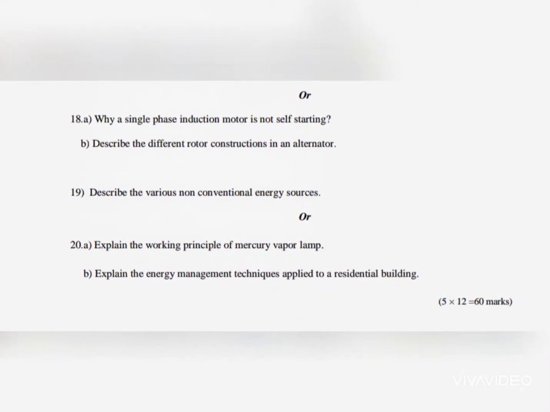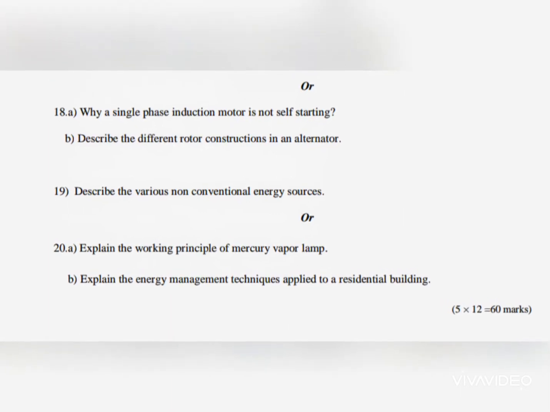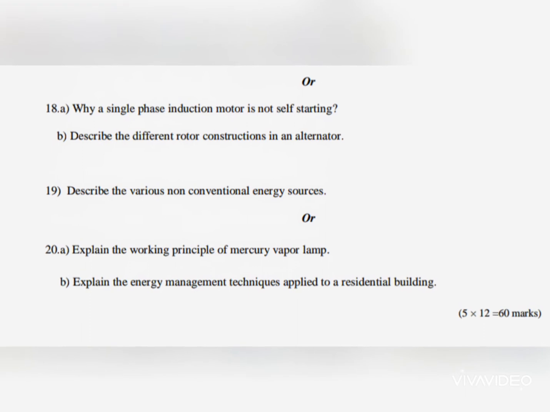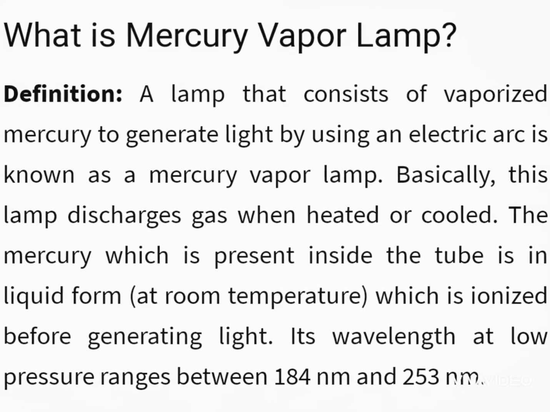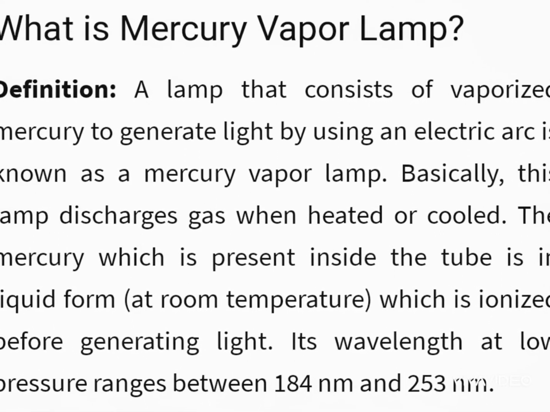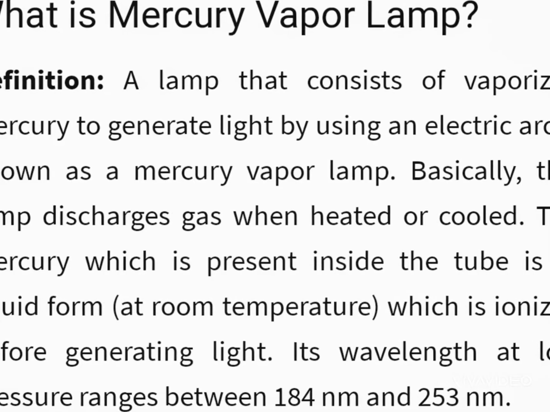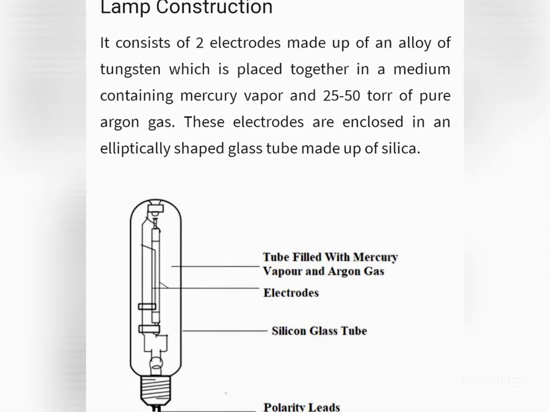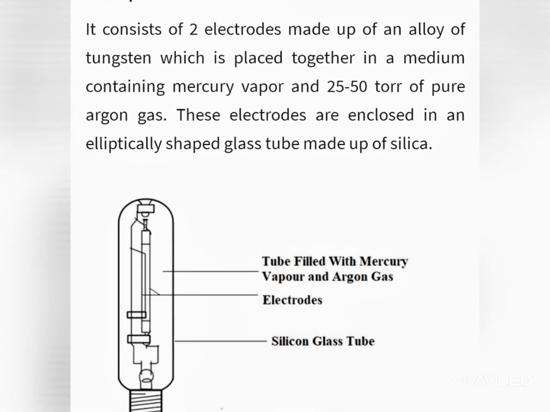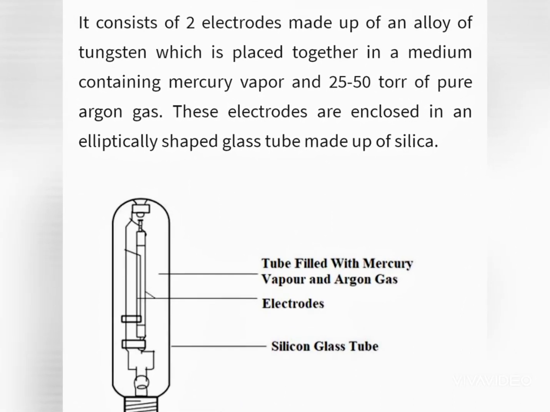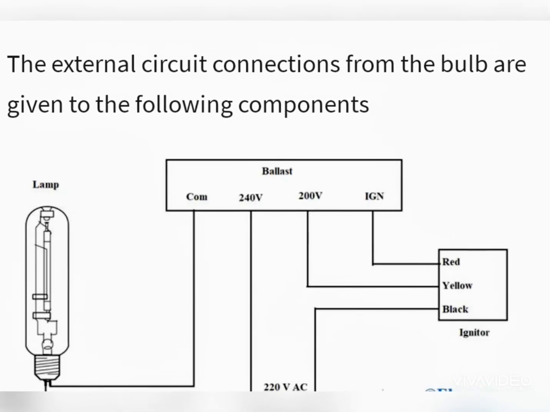20A is explain the working principle of mercury vapor lamp. A lamp that consists of vaporized mercury to generate light by using an electric arc is known as a mercury vapor lamp. It consists of two electrodes made up of an alloy of tungsten which is placed together in a medium containing mercury vapor and 25 to 50 torr of a pure argon gas. These electrodes are enclosed in an elliptical shaped glass tube made up of silica.